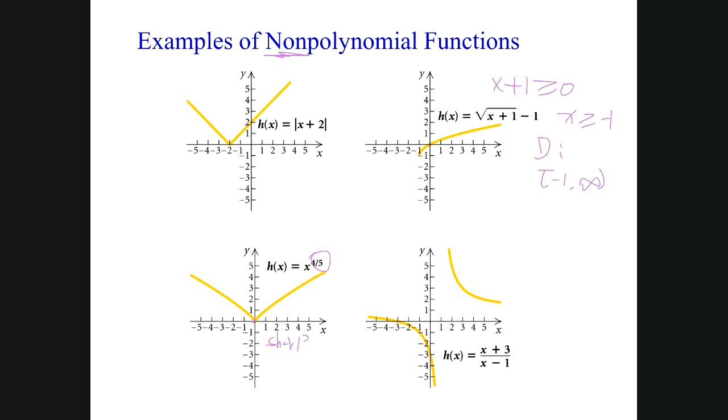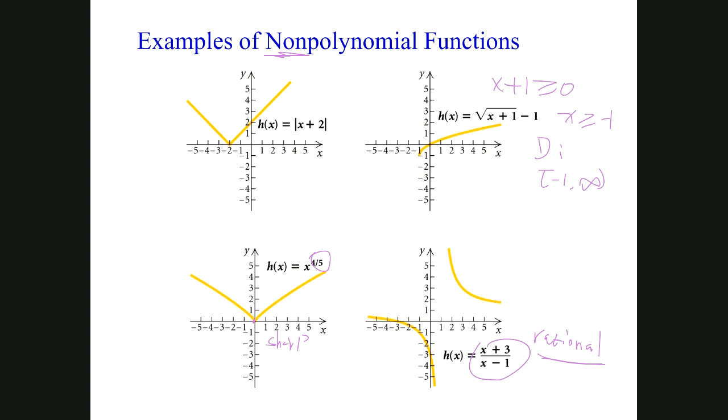All right, how about this one right here? Well, this one is called a rational function, which we're going to learn later in the chapter. So it's not a polynomial, because I have an x in the denominator, right?